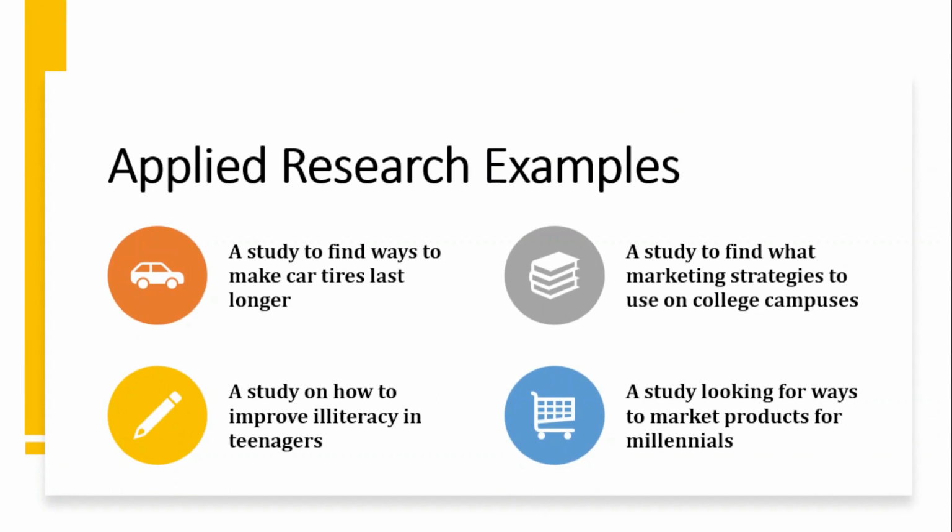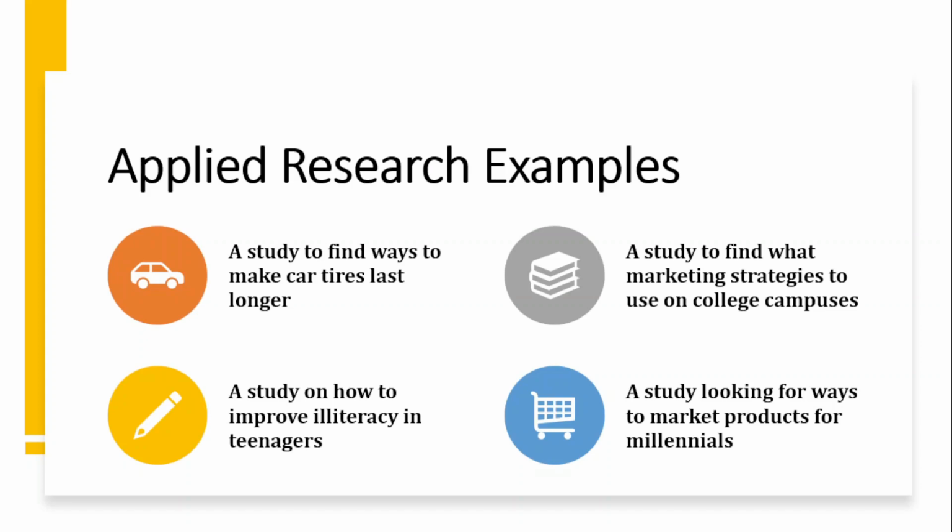Applied research, for example, a study to find ways to make car tires last longer. This is applied research, because in business, especially companies in tire manufacturing, they want their tires to be durable. Further, another example, a study to find what marketing strategies to use on college campuses. This may help the business world, especially the FMCG companies. They are looking to sell their products to college campuses.